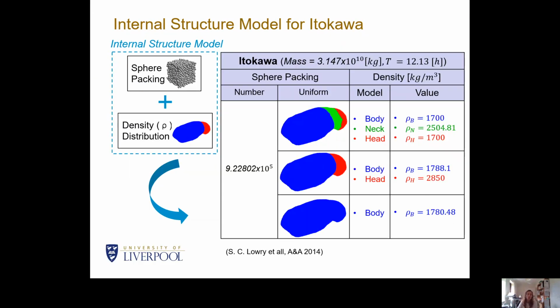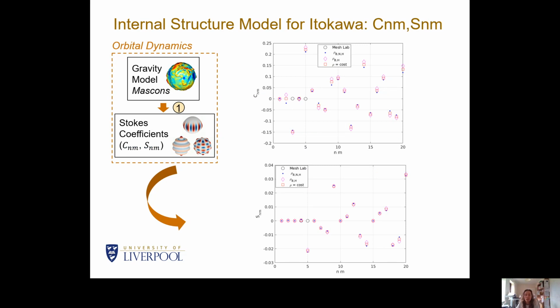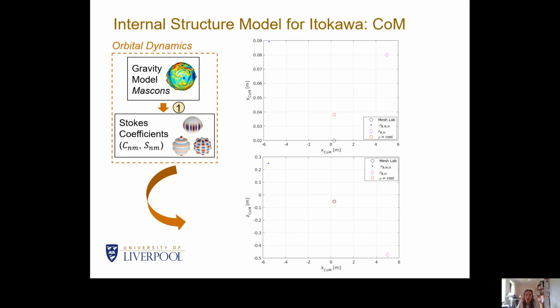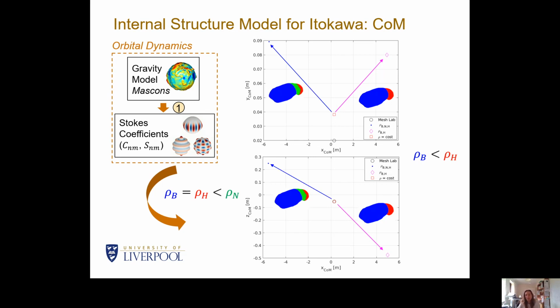Now, we considered different asteroids like Itokawa with three density distributions: in the case of body, neck, and head, body, head, and body. The uniform one is usually comparable to the shape model, because the shape model is defined for uniform density, and we can find the Stokes coefficients. We can notice that the center of mass, so the Stokes coefficients associated to the first order, will be different because of the moving of the location of the center of mass depending on the model assumed.